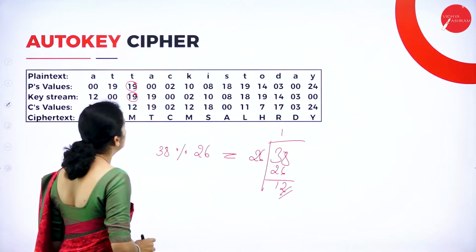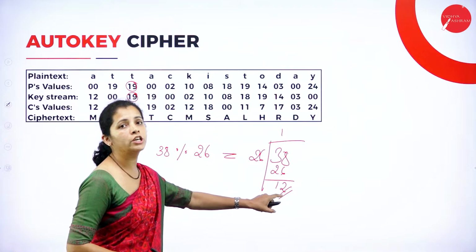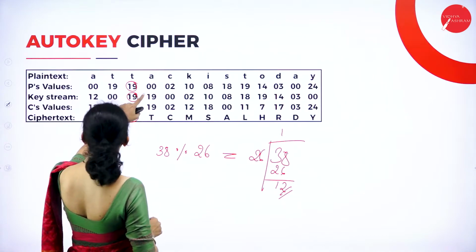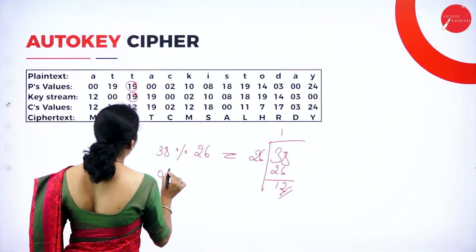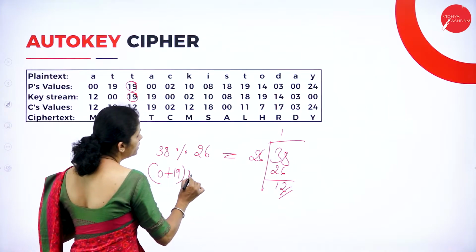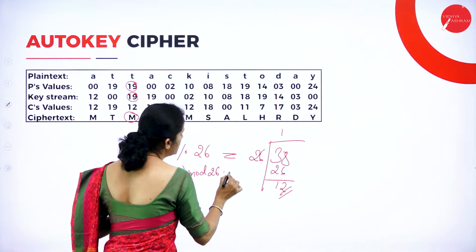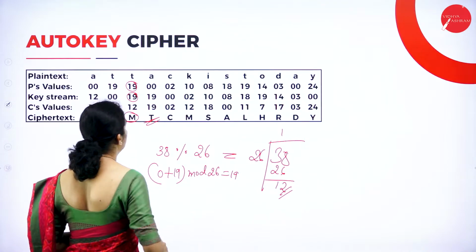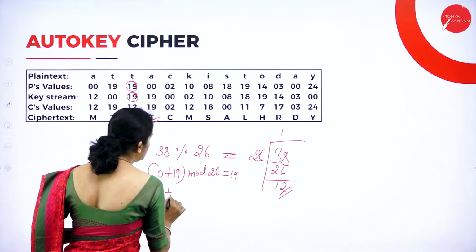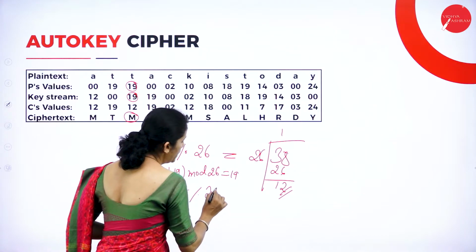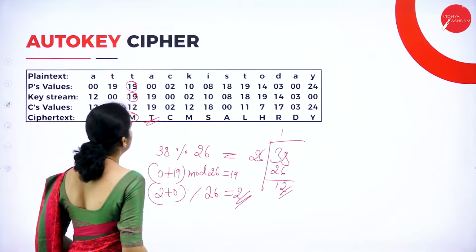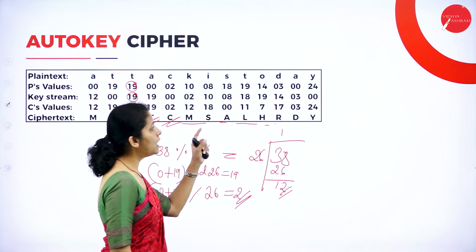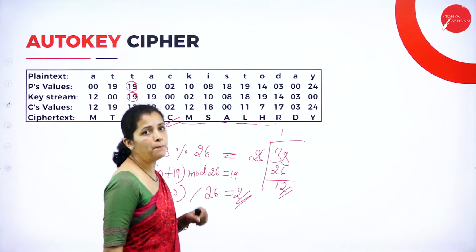And I want to write the letter which is present at the location 12. So I'm going to get the letter M. Now, what is my P value? It is 0. And 19 mod 26. So once again it is 19. And what is present at the location 19? It is letter T. And here I'm having 2 plus 0 mod 26, it is 2. And what is present at the location 2? It is C, and it is going to continue up to the last letter which is present in my plain text.